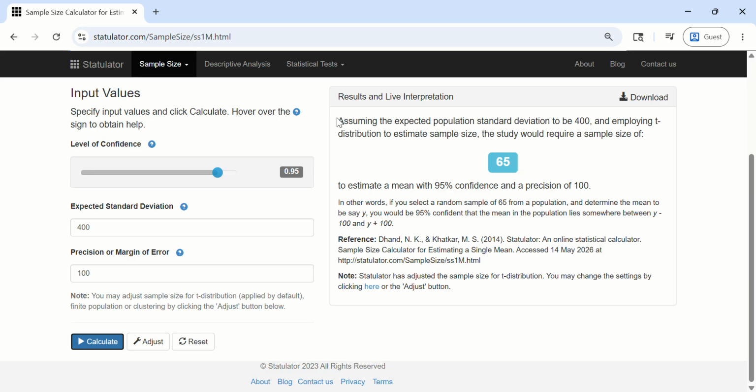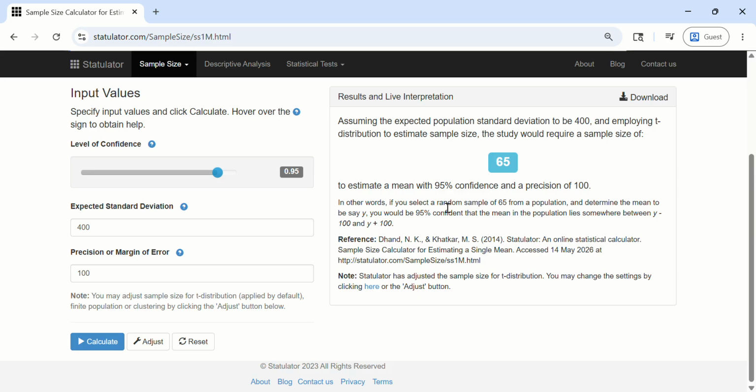What you will mention in your study proposal in the sample size justification section is: we utilized Statulator software, and assuming the expected population standard deviation to be 400 grams and employing the t distribution, which is the distribution it uses in the background for calculations, the study would require a sample size of 65 to estimate the mean with 95% confidence and a precision of 100.